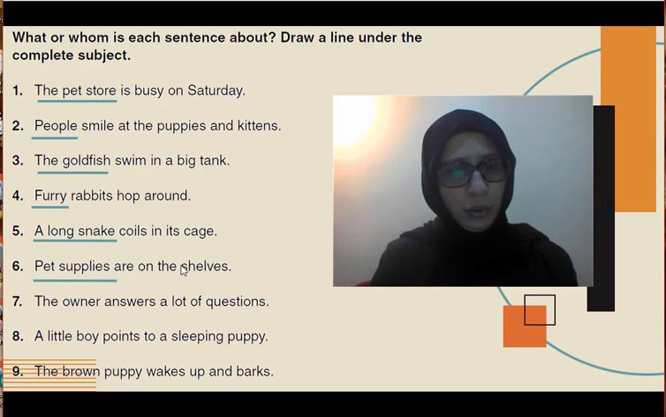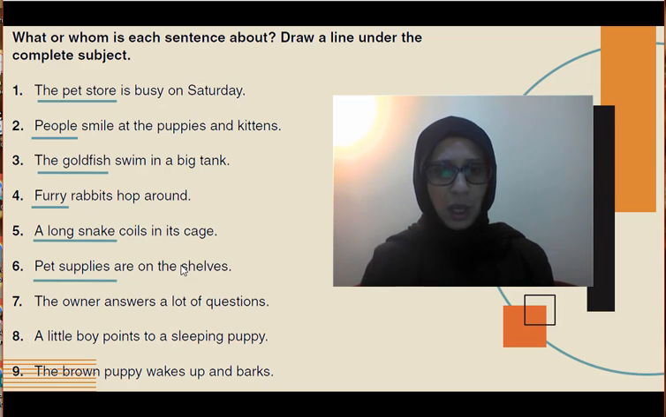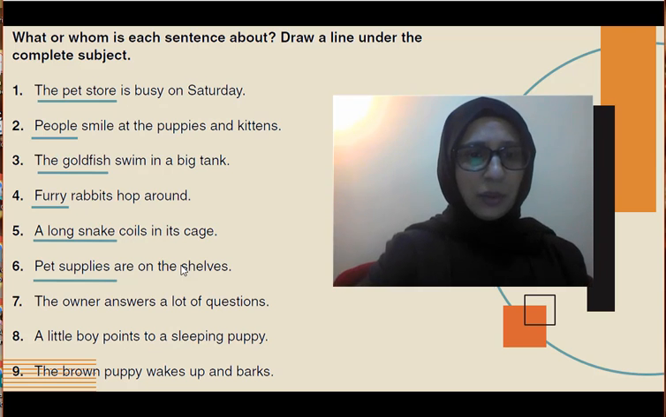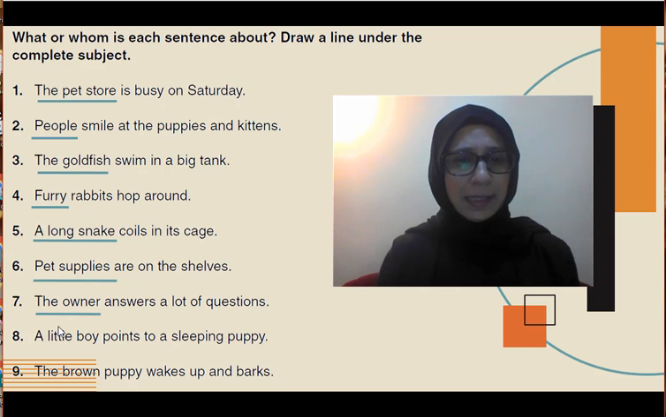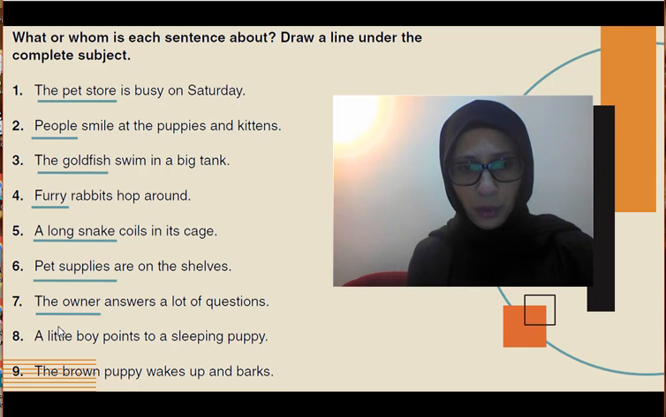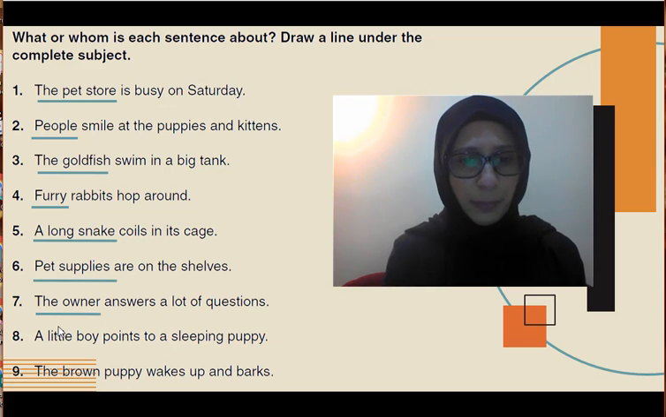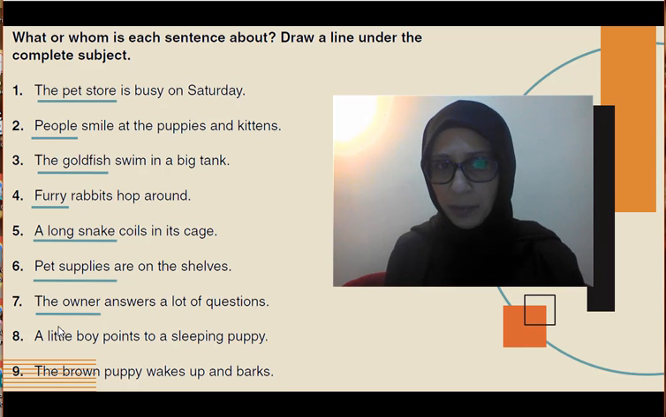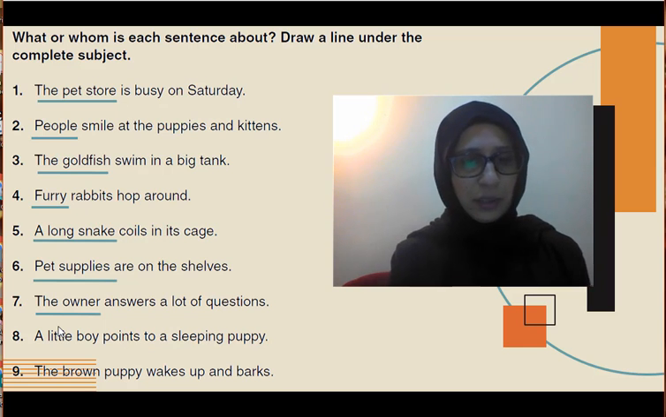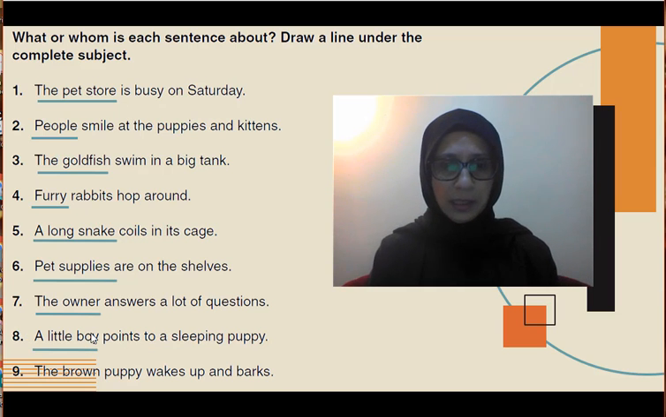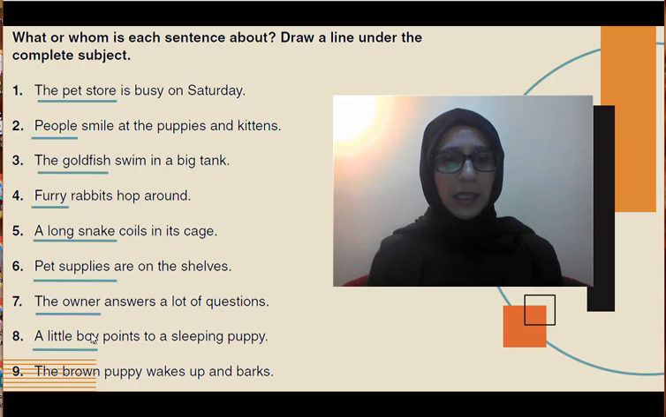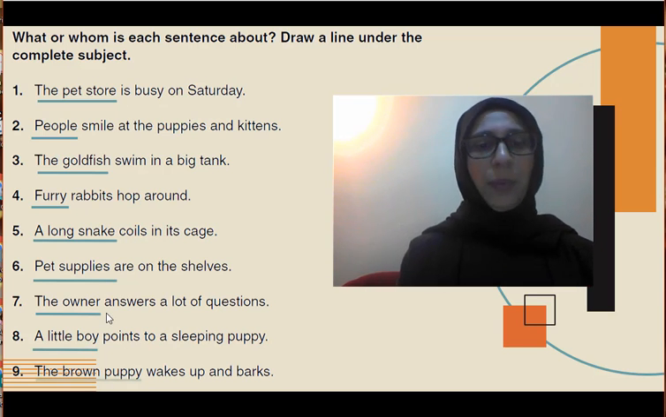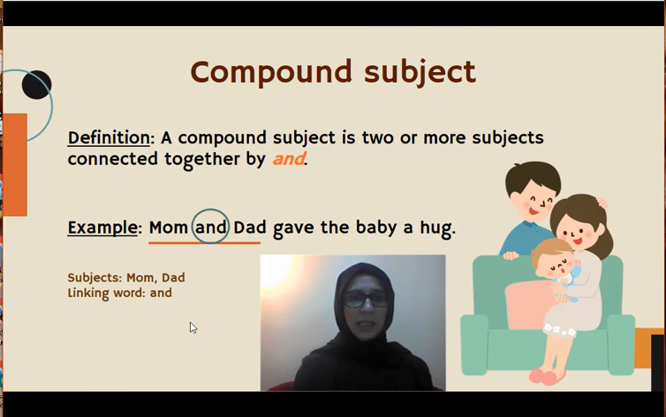Number 7, the owner answers a lot of questions. So what is this sentence about? It's about the owner. So the owner is the complete subject. Number 8, a little boy points to a sleeping puppy. So who points to a sleeping puppy? Who is the sentence about? It's about the little boy. Number 9, the brown puppy wakes up and barks. So I'm talking about the brown puppy, and this is the complete subject in this sentence.